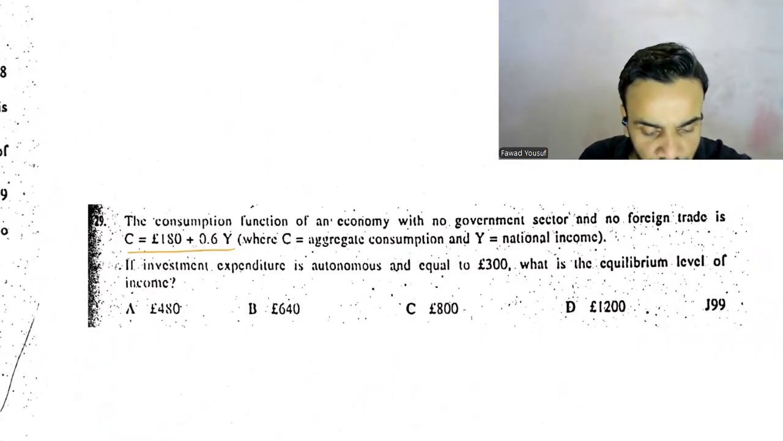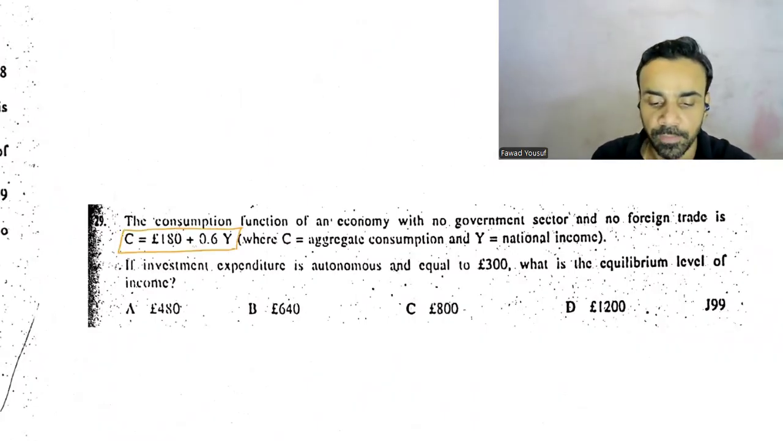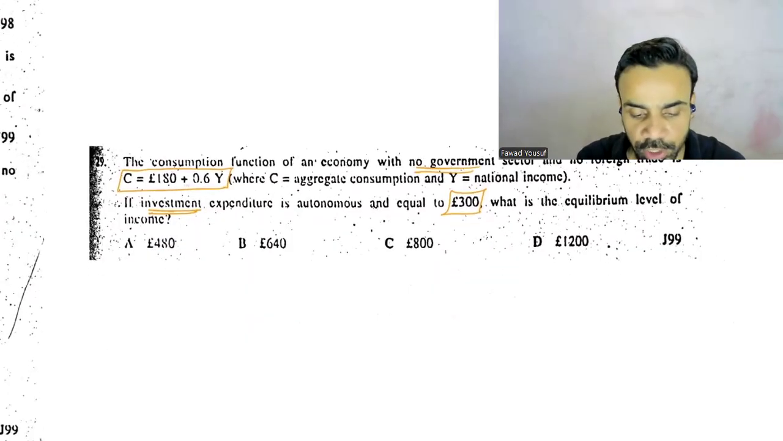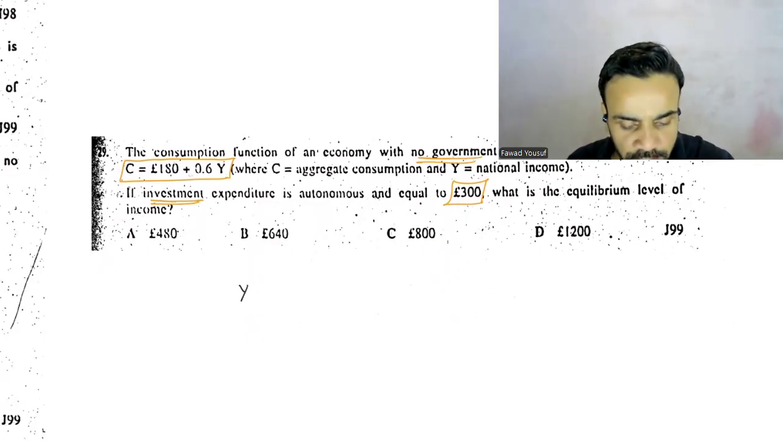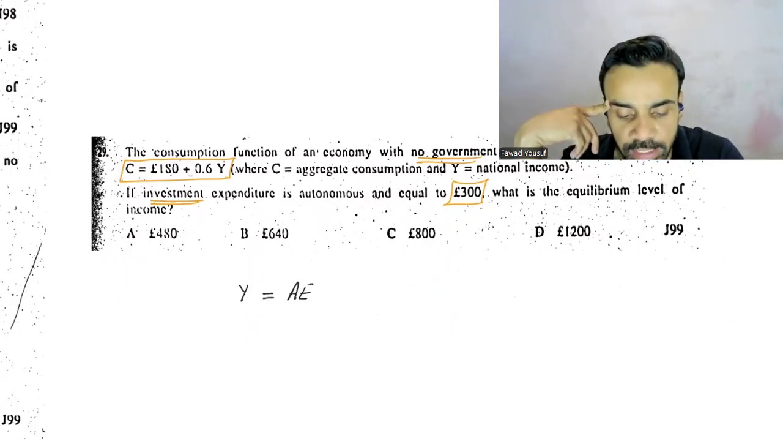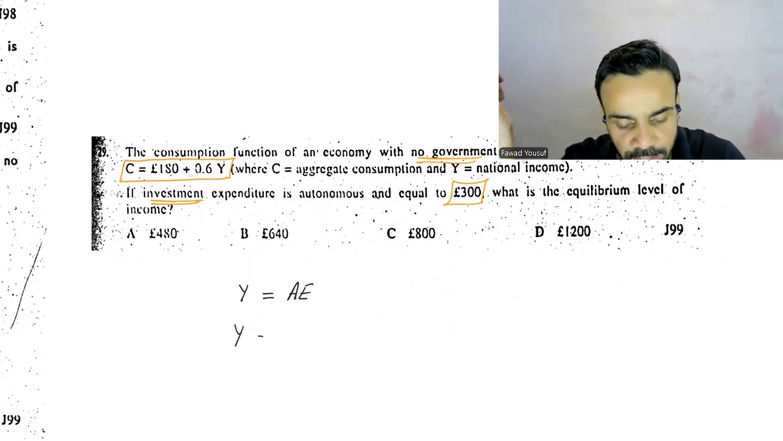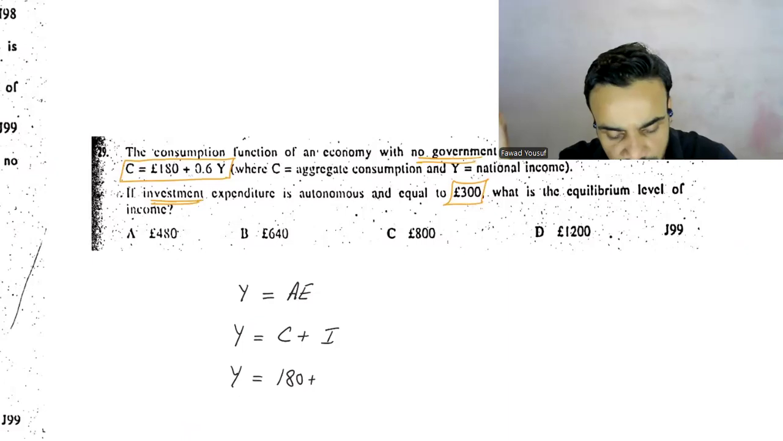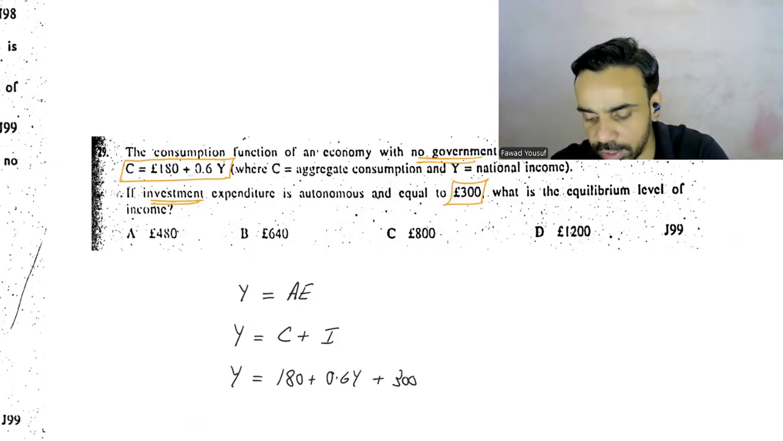इसमें they have given you a consumption function. Same, A plus BY. They've already told you investment is 300. Autonomous है. It's no government and no foreign trade. Okay, so it's a two sector economy. हमें पता है two sector में equilibrium happens when the income का line, the 45-degree line, is equals to aggregate expenditure. Aggregate expenditure is C plus I. तो हम अब वैल्यूज प्लेस करते हैं. C is 180 plus 0.6y and investment is 300.